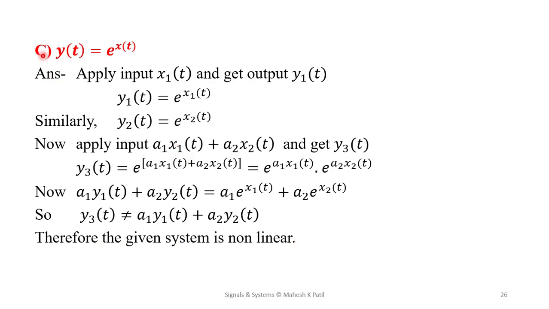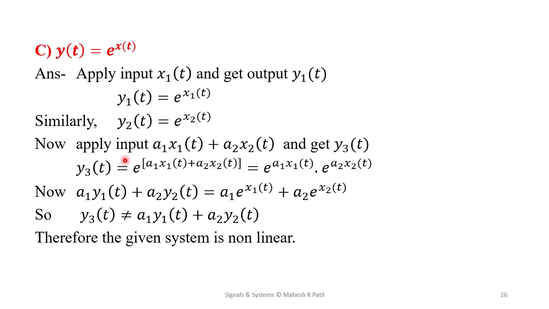The next system is y(t) equal to e raised to x(t). For this, apply input x1(t) and get output y1(t). So y1(t) is equal to e raised to x1(t). Similarly, apply input x2(t) and get output y2(t). So y2(t) is equal to e raised to x2(t).